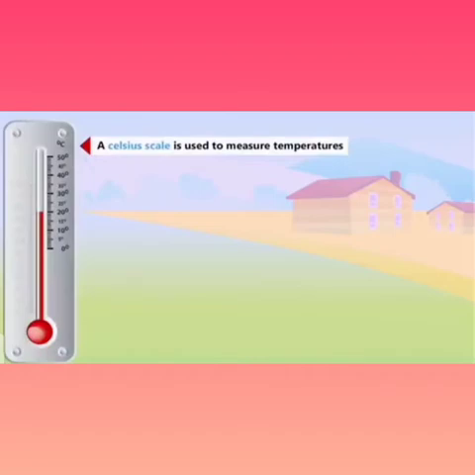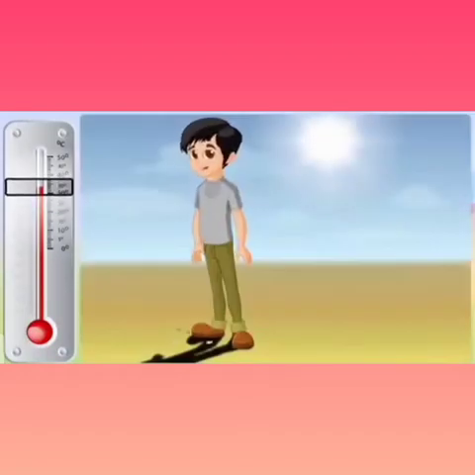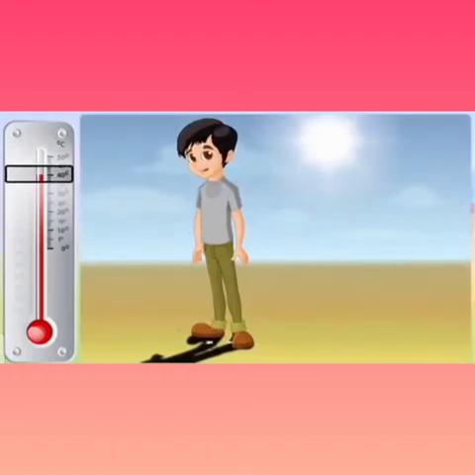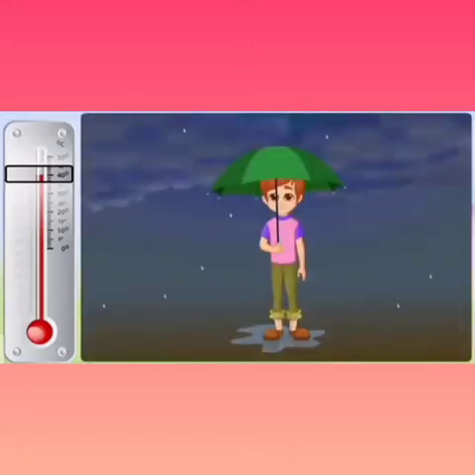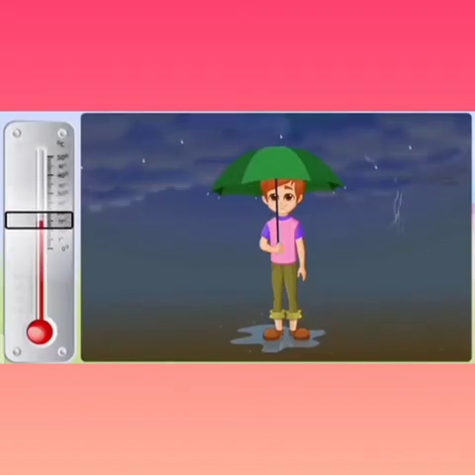The Celsius scale is used to measure temperature. It's a hot, sunny day. The temperature has shot up to 40 degrees Celsius. Wow, it's raining. The weather has become so cool. The temperature has come down to 15 degrees Celsius.